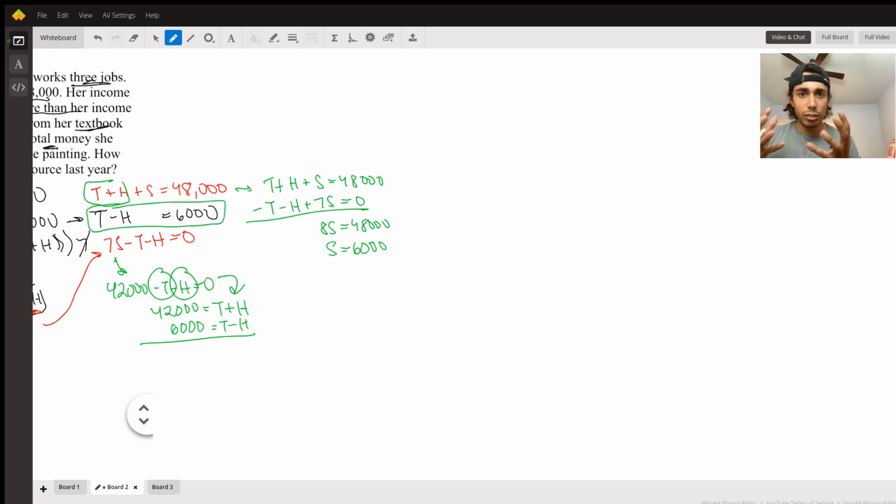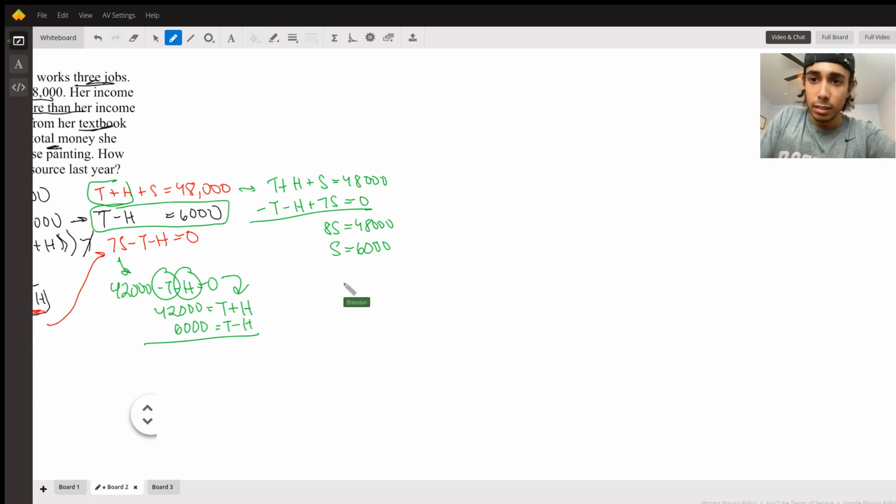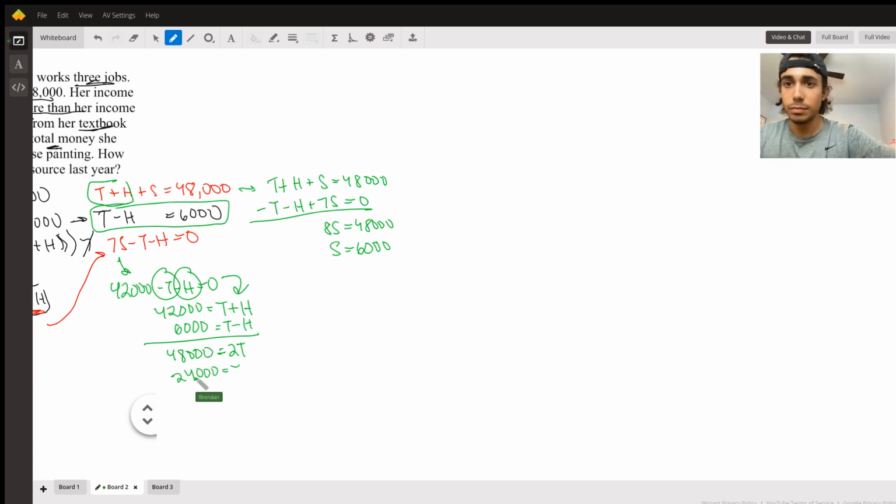All right, now we can just add these, right? We've already got our opposites. We've got a plus h and we've got a minus h. So we can just go ahead and add these together. All right, so I've got 48,000 equals 2t, and the h goes away. Perfect. Divide both sides by 2, and I get that 24,000 equals t. Great, so I've got two of my answers.